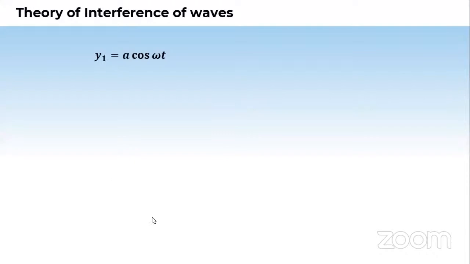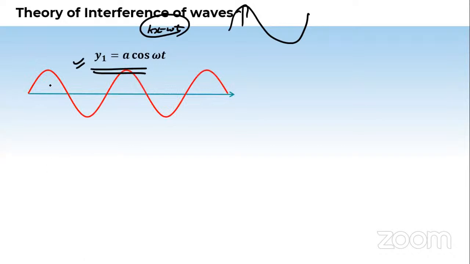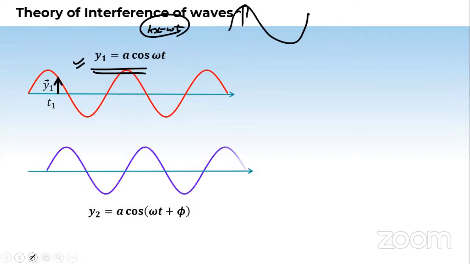So, theory of interference of waves. Y1 is what? Suppose it's a wave. It's actually not a wave equation. We know the wave equation looks like kx minus omega t. Let us take it as, suppose some wave is there, some point is there, and some vibration of it. So this y1 is the first vibration of this wave, and this y2 is the second vibration, which is given like this.